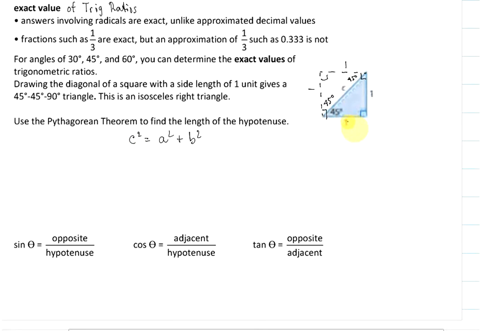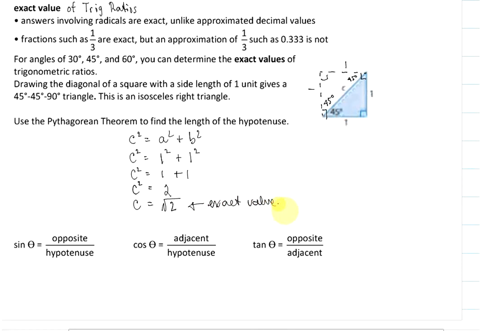So A and B can be either of the two legs of our right triangle, and so I'm going to replace A with 1 and B with 1, so that gives us C squared equals 1 squared plus 1 squared, so C squared equals 1 plus 1, and C squared equals 2, and so we take the square root of both sides and we get that C is equal to root 2. Now, we don't want to calculate the value of that because this is an irrational number, and as soon as I get the decimal form of this, it's no longer exact. So this is an exact value.